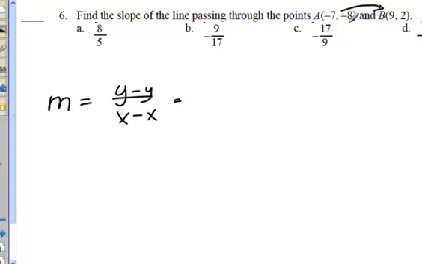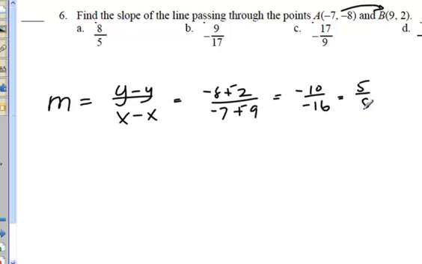So I have my y's, -8 minus 2, and I have my x's, -7 minus 9. Do your same change opposite, and do your calculation correctly. That's -10. That's -16. I know a negative divided by negative is a positive. And then that's a fraction, less than 1, so I can simplify. 2 goes in there 5, 2 goes in there 8, so the slope is 5/8, which is actually off the screen a little bit over here.